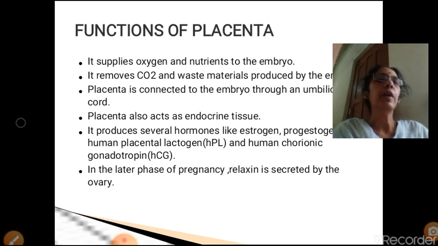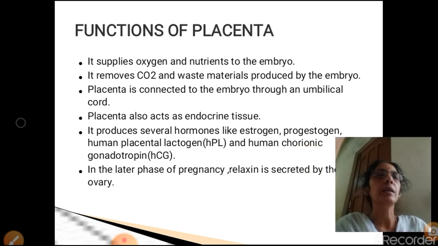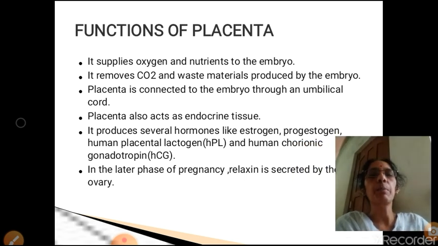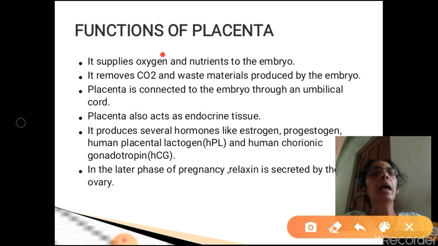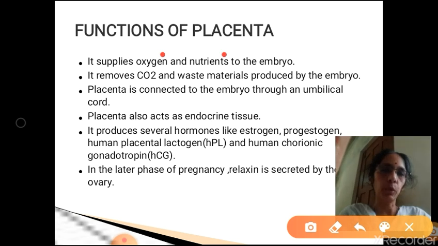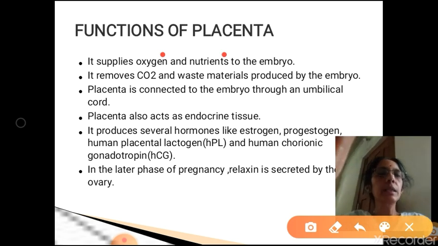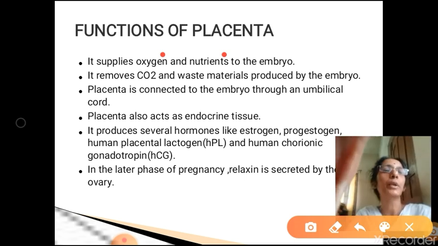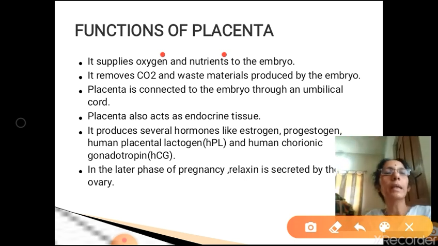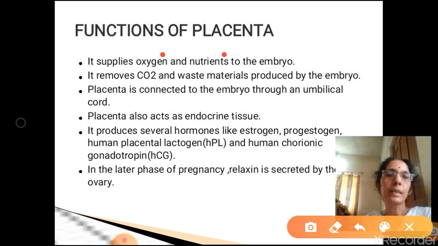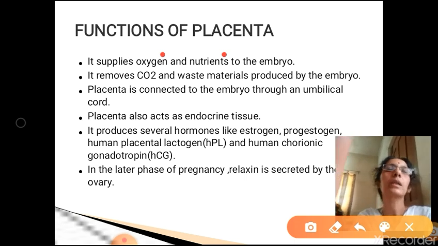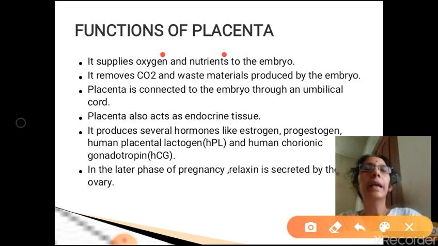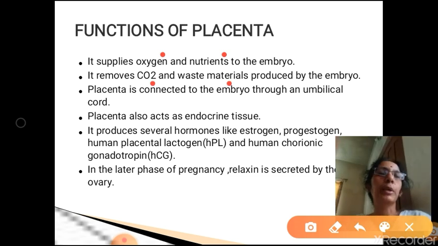So what are the functions of this placenta? Placenta supplies oxygen and nutrients to the embryo. It transfers the oxygen as well as the nutrients from maternal blood to the embryo. Similarly, it removes carbon dioxide and the waste material produced by the embryo.